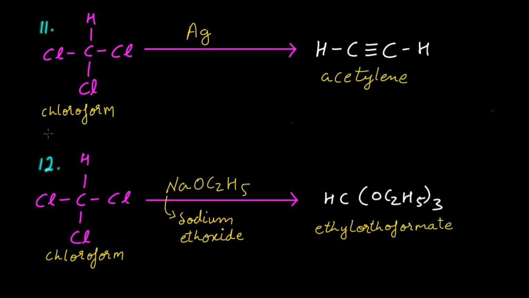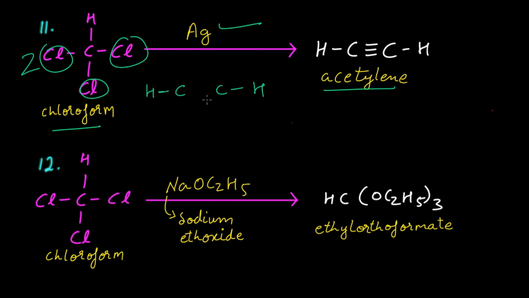Next, when chloroform is treated with silver directly, you get acetylene. In simple terms, all the three chlorine atoms are going to get replaced. There are two chloroform molecules, of which all the chlorine atoms will be removed, and what is going to remain is the carbon from the two chloroform molecules, and these two carbons will form a bond between them. So that's how you are going to get acetylene, right?